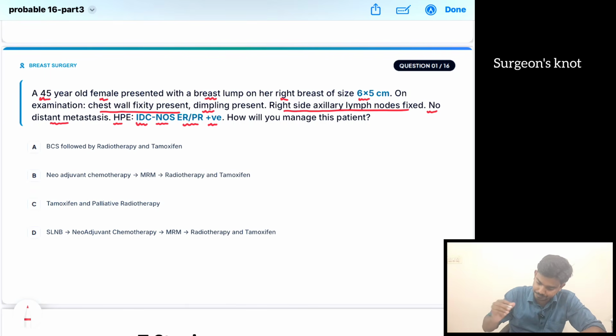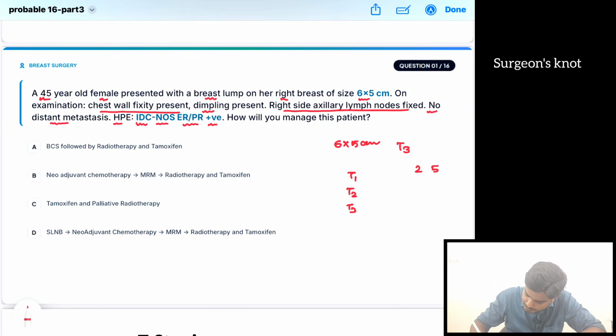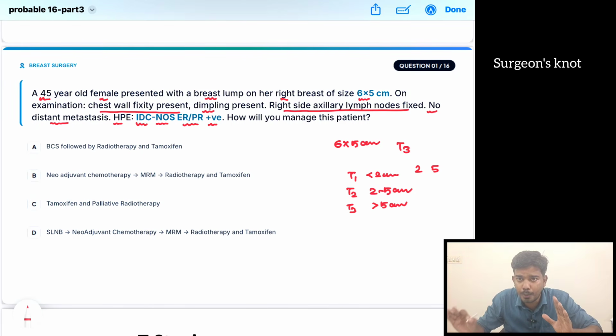Okay, here there is a lump in the right breast of size 6 cross 5 centimeter. So it is definitely above T3. So TNM staging is T1, T2 and T3. We have to remember 2 and 5. If the size is less than 2 centimeter, it is T1. If it is 2 to 5 centimeter, it is T2. If it is more than 5 centimeter, it is T3. So it is definitely above T3.